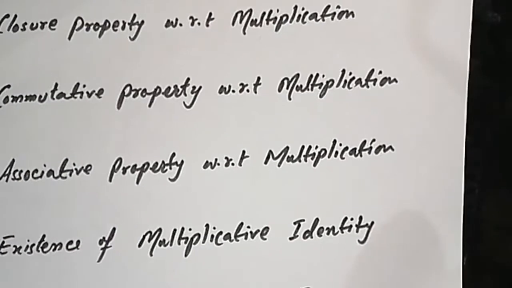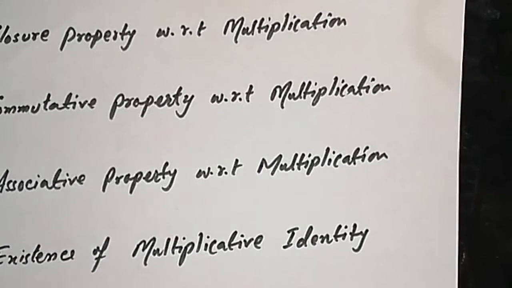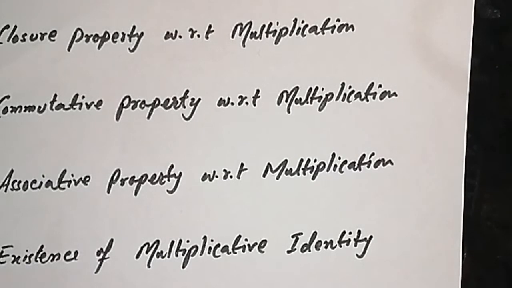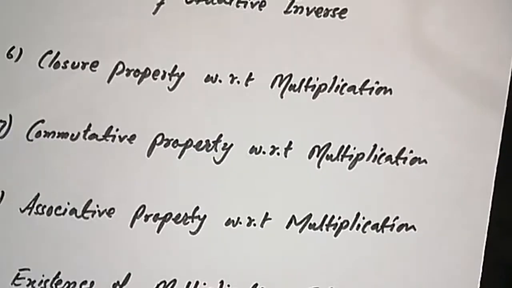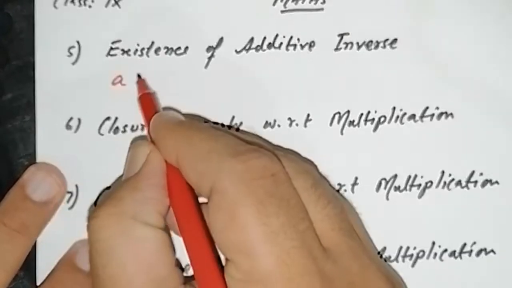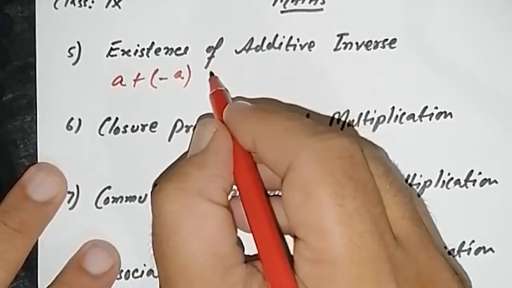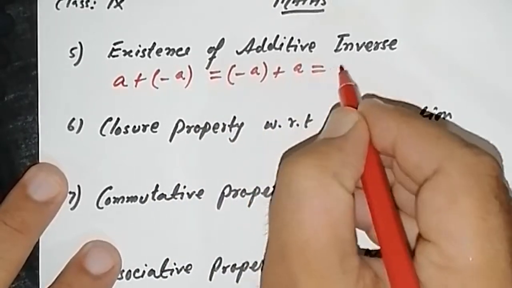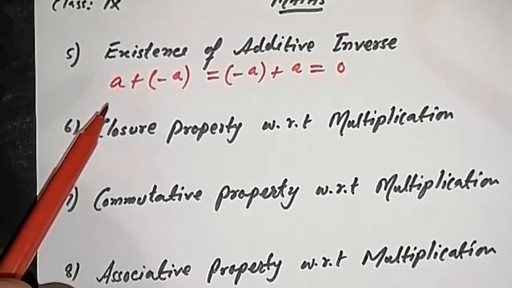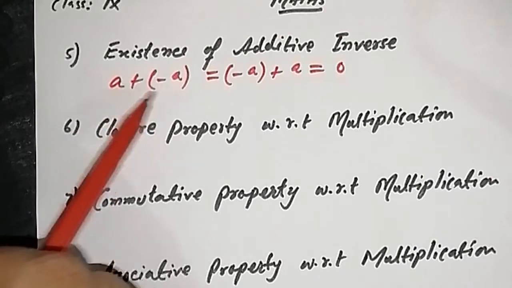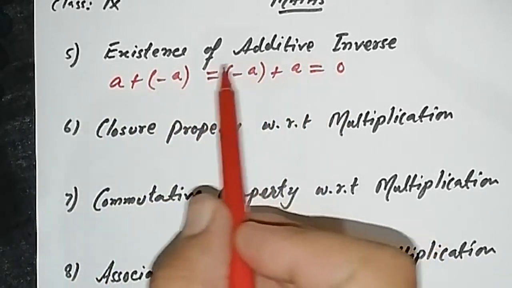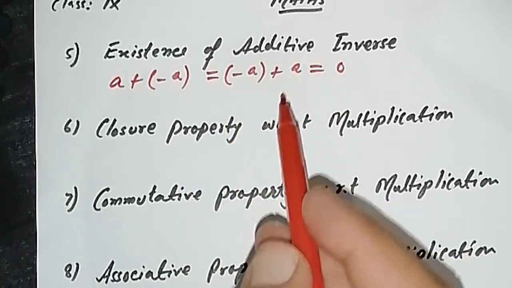So the next property is existence of additive inverse. For every real number a, there exists a real number negative a such that a plus minus a is equal to minus a plus a is equal to 0. Additive inverse means the negative of a number. a plus minus a is equal to 0, and minus a plus a is equal to 0. This property is called existence of additive inverse. If the result is 0, then this property exists.